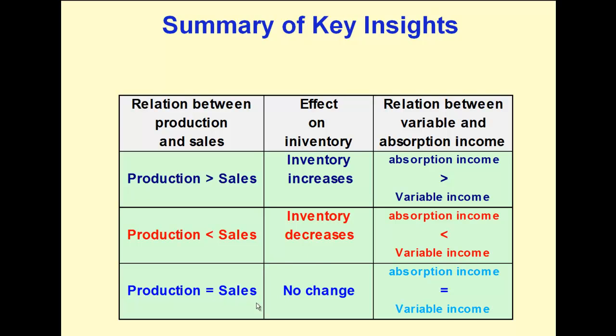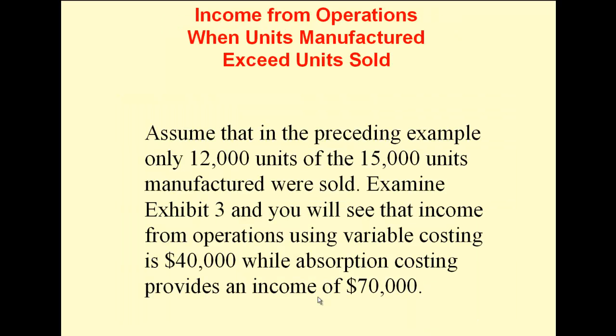And if production equals sales, this is what we just saw a second ago. Our absorption operating income and variable operating income are going to be the same. And if we produce and sell the exact same amount, we're not going to have a change in our inventory, are we? So here we're going to see an example of what our income from operations is going to be when the units manufactured exceed the units sold. So we're making more than we sell.